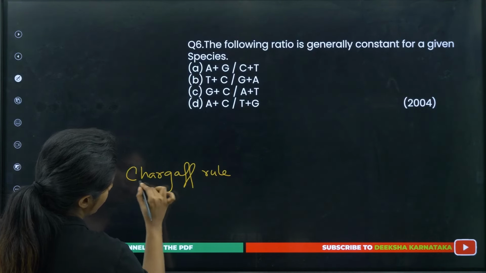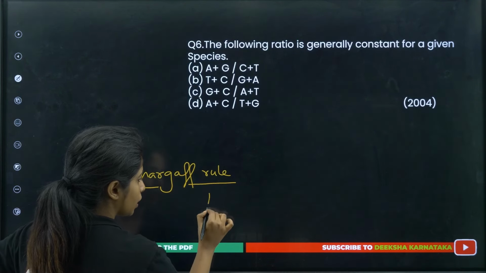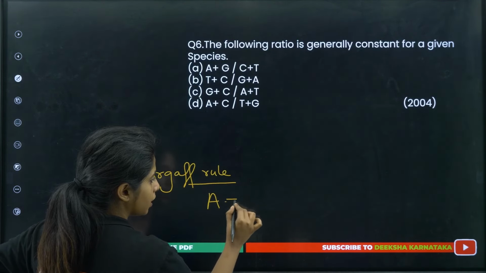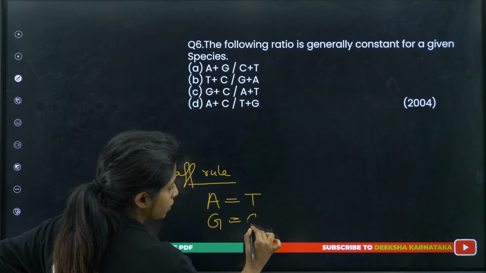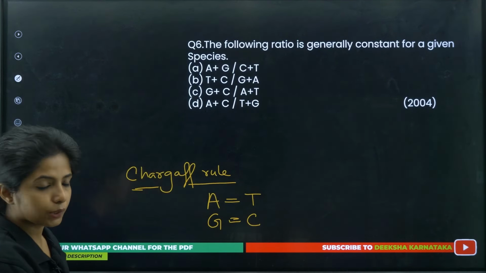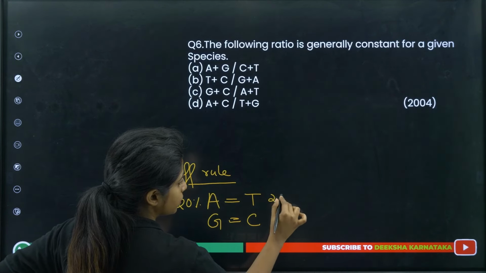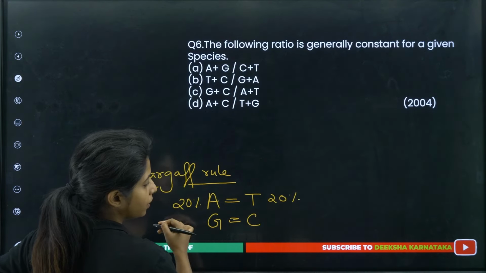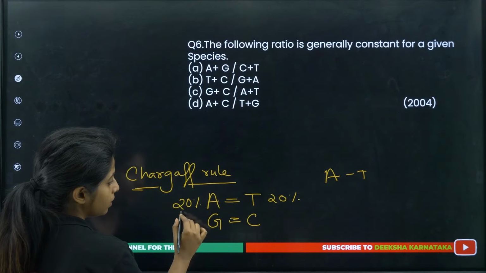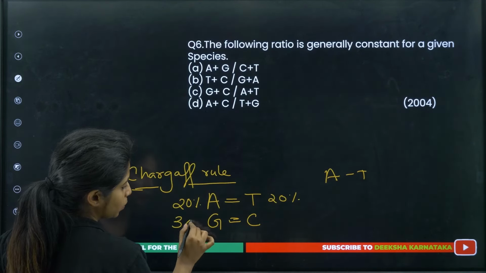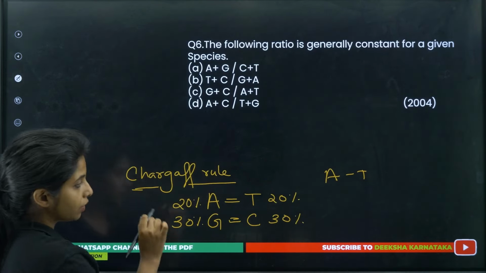According to it, however much A is there, that's the same amount of T. However much G is there, that's the same amount of C. So for example, if 20% A is there, that means 20% T will also be there because they are complementary to each other. When A is there, A will obviously bind with T, so that will be the same amount. Similarly, if this is 20%, next will be 30%. Why did I say 30%?